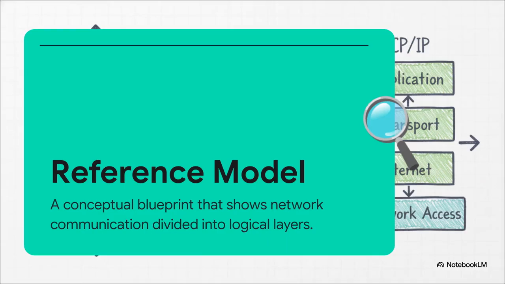To make sense of all this chaos, we use what's called a reference model. You can think of a reference model as a universal translation guide, or basically the rules of the road for network data. It's a conceptual blueprint that takes this insanely complex process of network communication and chops it up into logical, manageable layers. It's kind of like the Postal Service. You know how a letter goes into an envelope, gets handed to a mail carrier, sorted at a big facility, and then finally delivered? Well, every single step in that process has a very specific, isolated role.